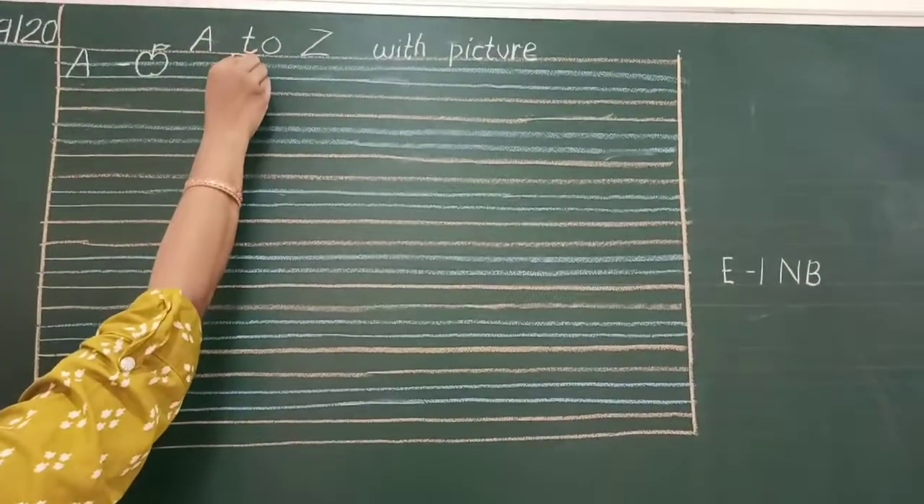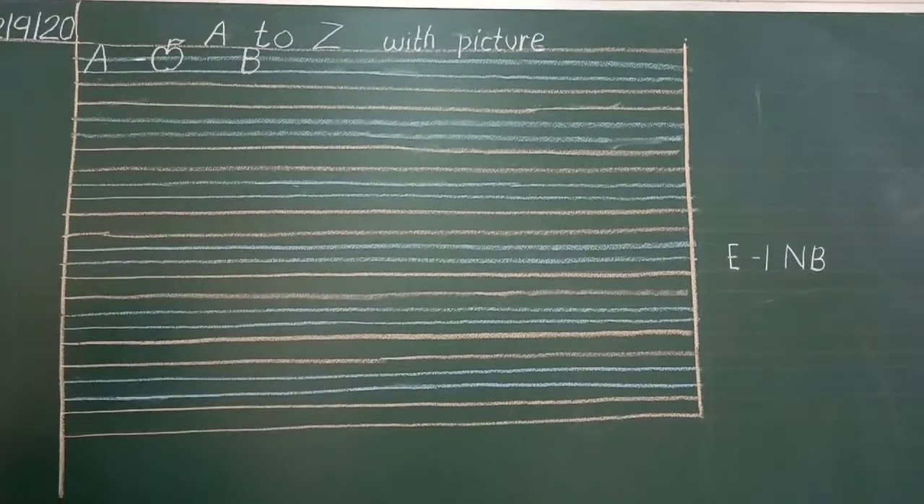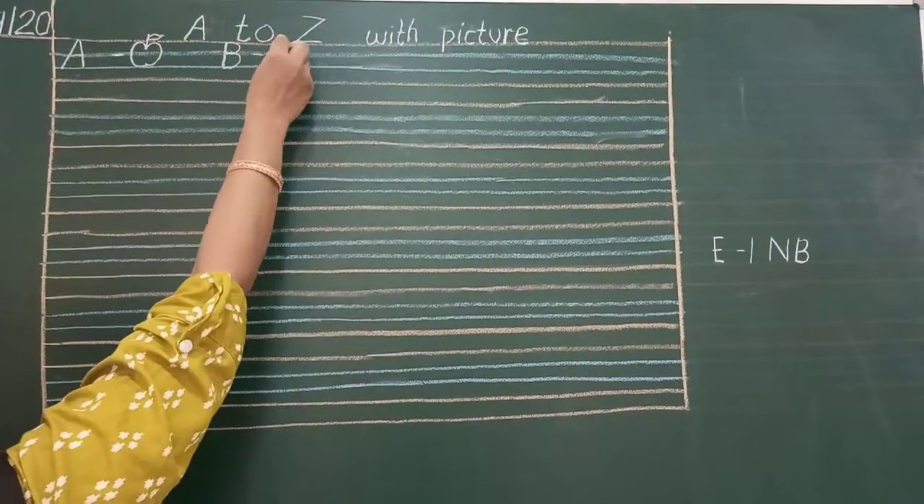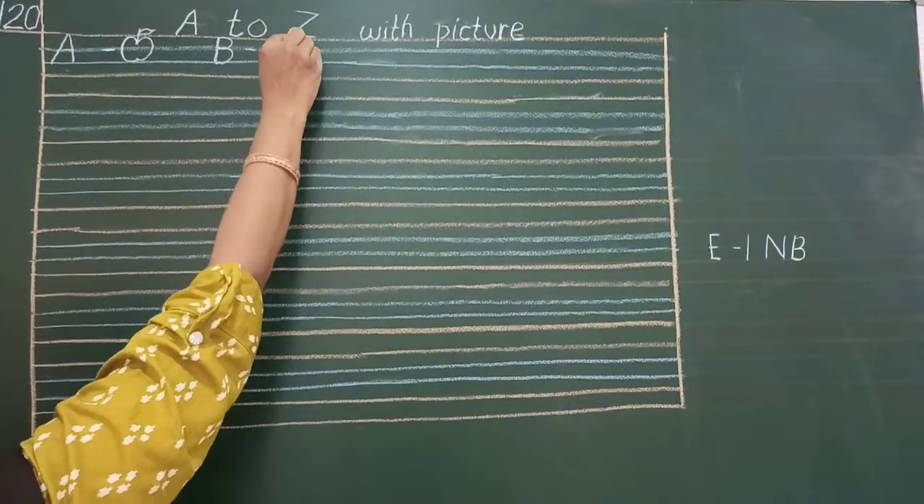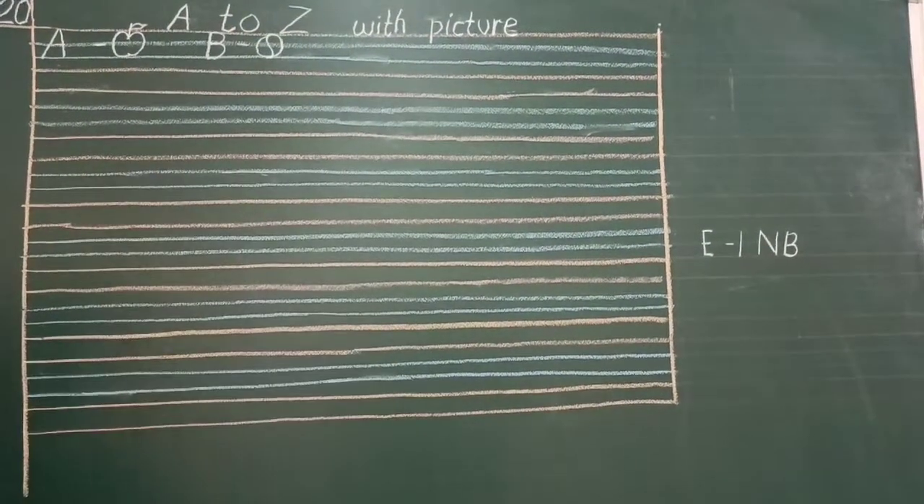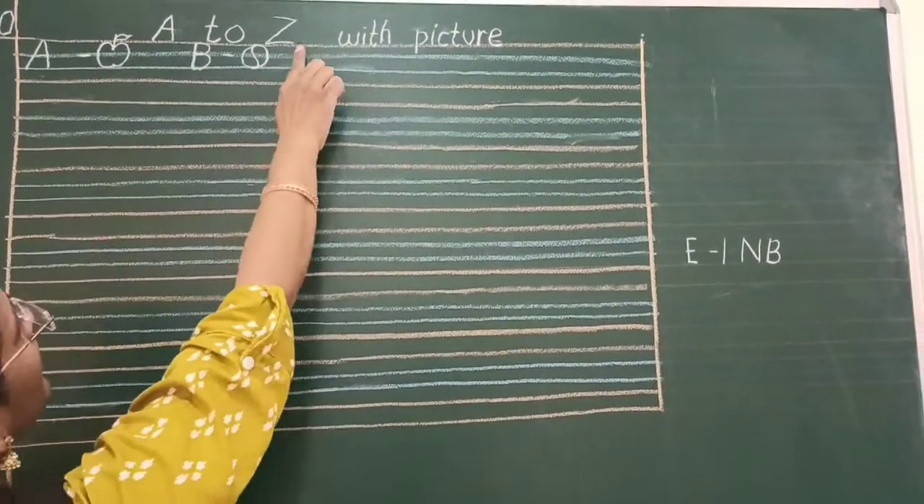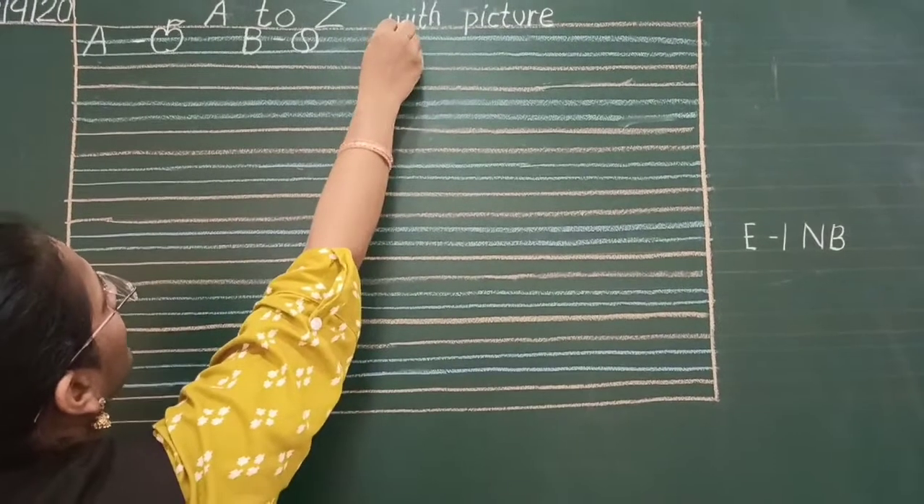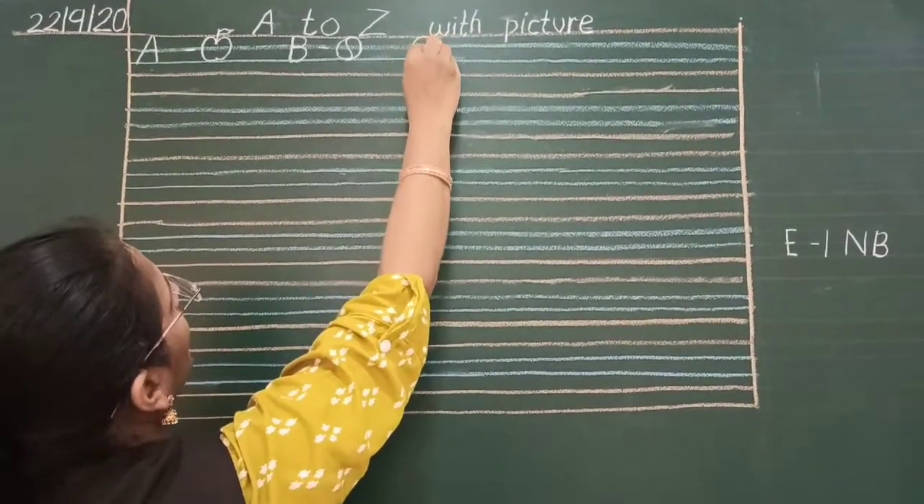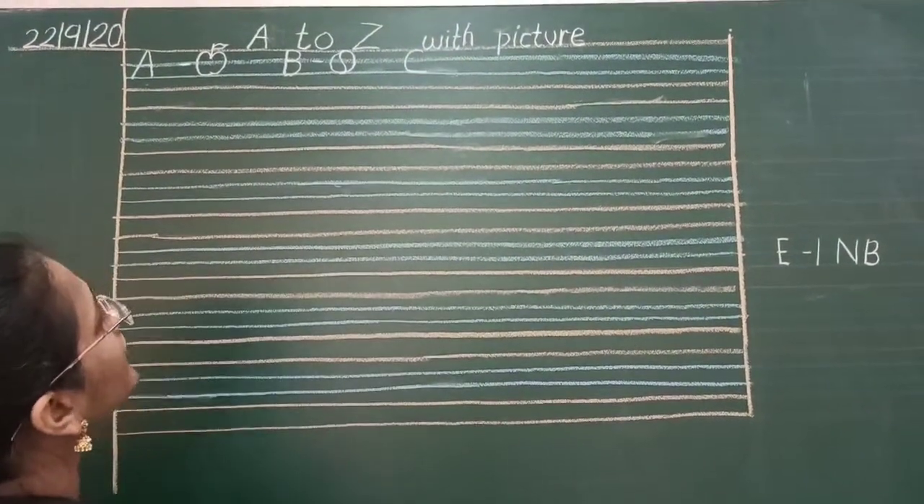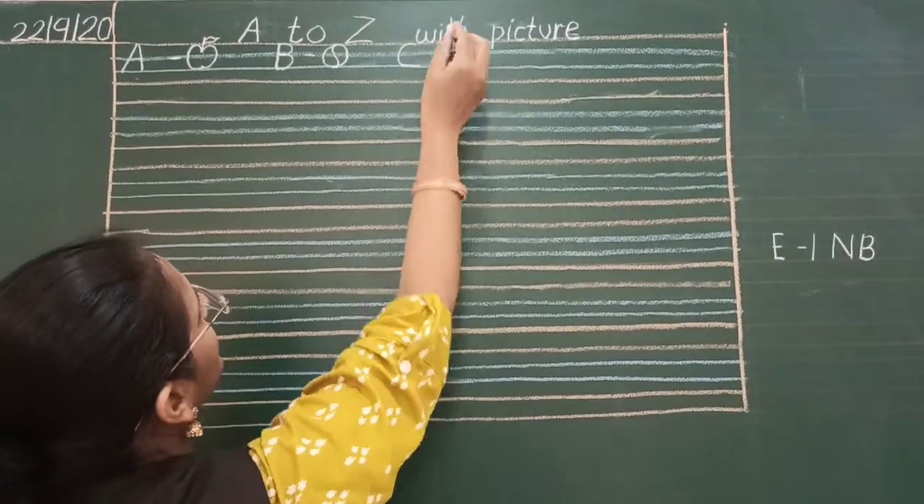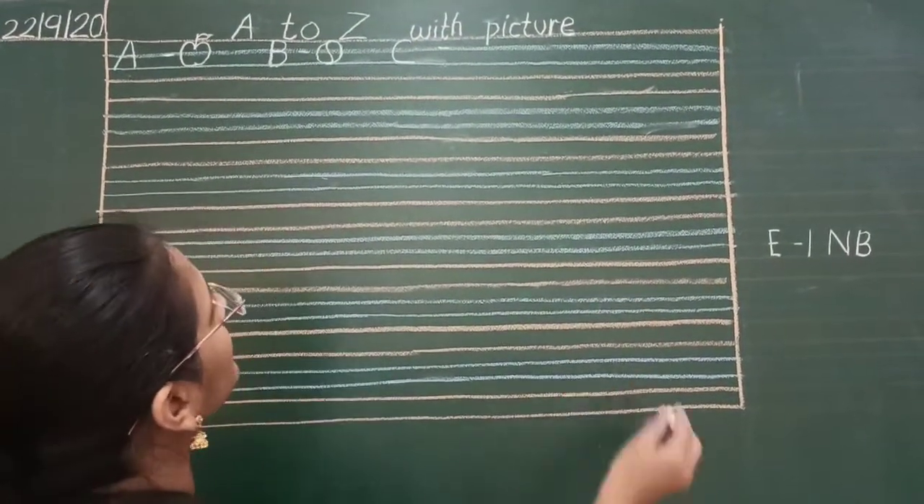What comes after A? Yes, B and B is for ball. Okay, this way. Then again leave one finger space and write here capital alphabet which? Yes, C and C is for cat.